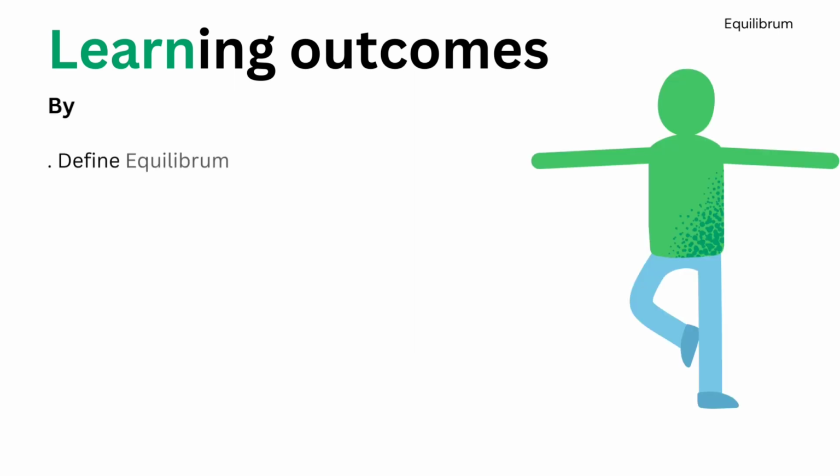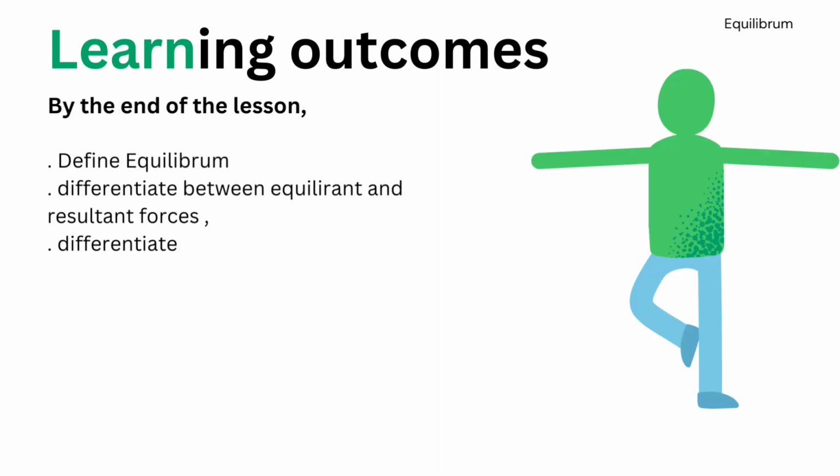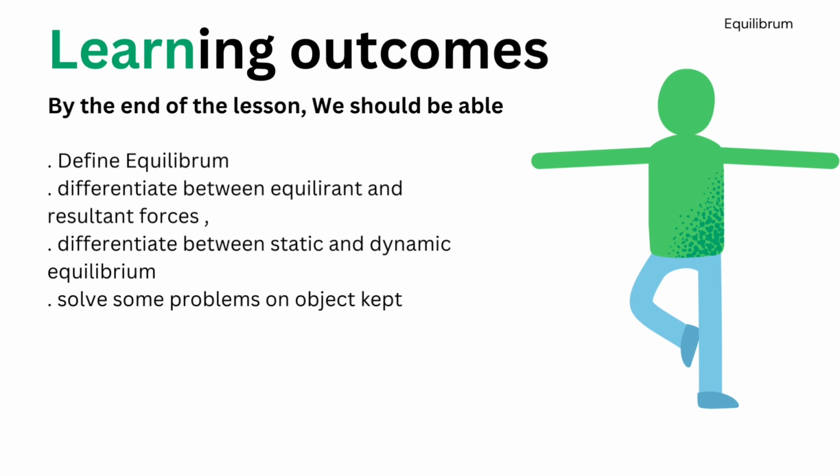Learning outcomes. By the end of this lesson, we should be able to define equilibrium, differentiate between equilibrant and resultant forces, differentiate between static and dynamic equilibrium, and solve problems on objects kept in equilibrium by a number of forces.